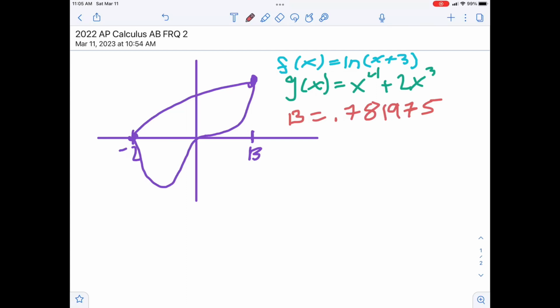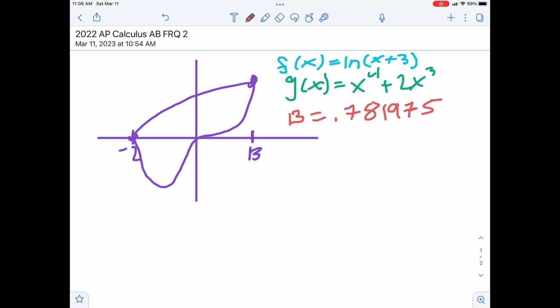I want to go through how to solve all the parts of the 2022 AP Calculus AB FRQ 2, which is about finding the area between two curves and then finding volume and some related rates at the end. So I'll go ahead and read the question, which is, let f and g be functions defined by f of x equals the natural log of x plus 3 and g of x equals x to the fourth plus 2x cubed. The graphs of f and g are shown in the figure above and intersect at x equals -2 and x equals b, where b is greater than 0.